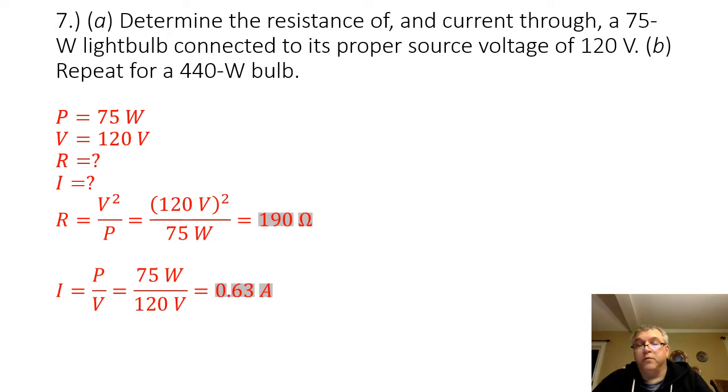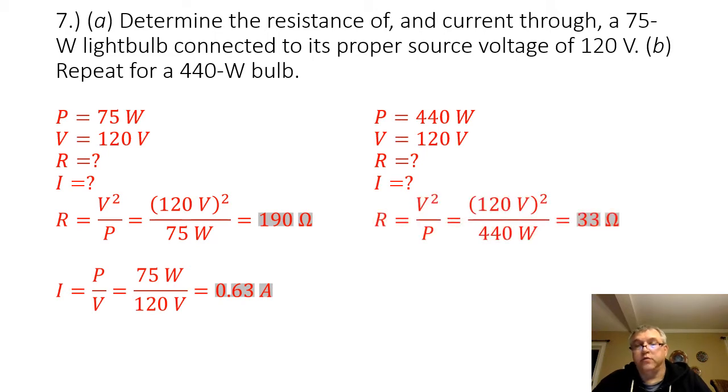So for part B, we're going to do the exact same thing. We're just going to replace the wattage of the bulb from 75 watts in the first part to 440 watts for the second part. Our voltage remains the same at 120 volts. We're still looking for the resistance and the current. So I'm going to use the same formulas that I used before. R equals V squared over P. So 120 volts squared divided by 440 watts will now give me a resistance of 33 ohms.